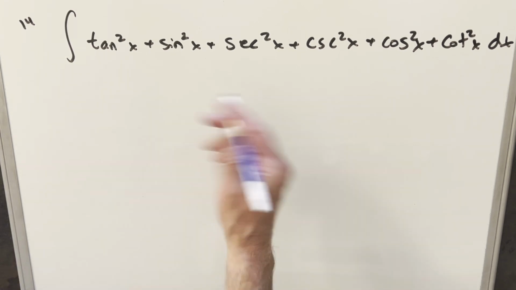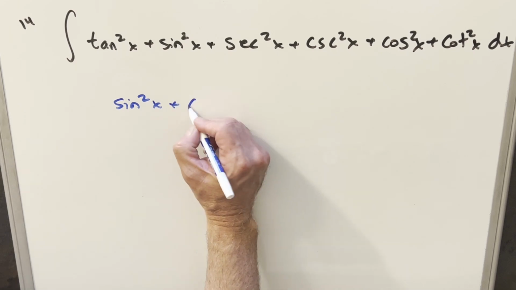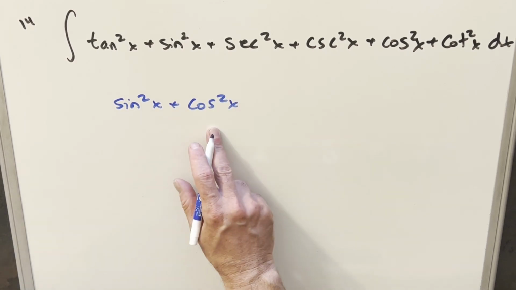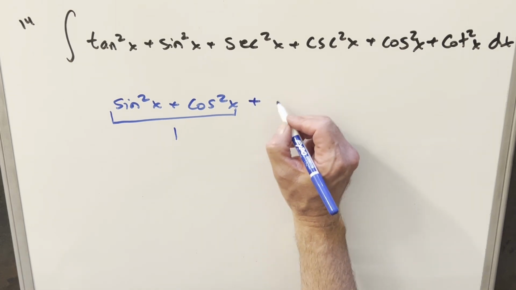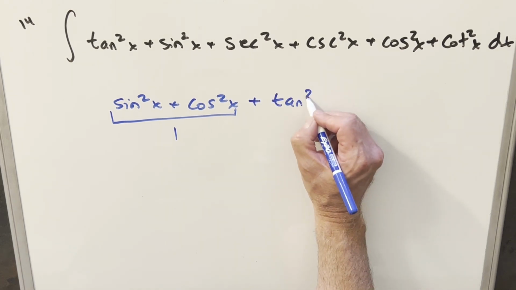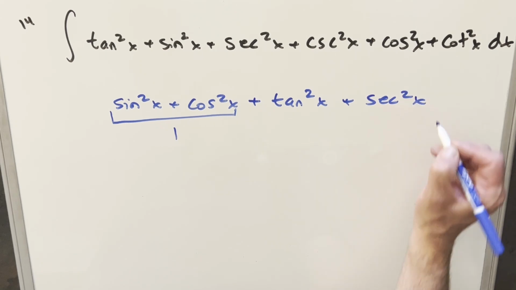The first thing, knowing we have everything, let's do it like this. I can put together sine squared and cosine squared, just knowing that's going to be 1. But then let's do something else. Let's add tan squared x on there and secant squared x.